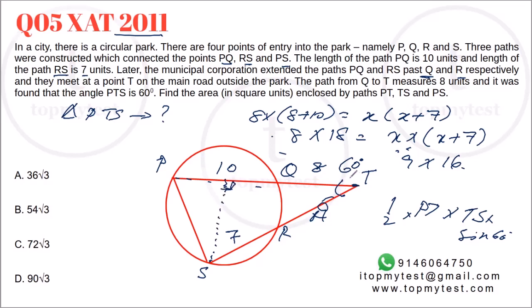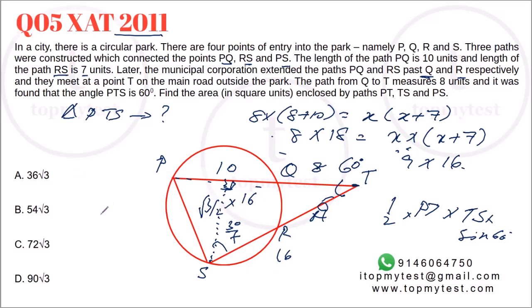Right, this is a 60 degree angle, so it is a 60, 30, 90 triangle. Right, 60, 30, 90 triangle. What is the full length? The full length is 9 plus 7, which is 16. This length is 16 units, which means this part will be root 3 by 2 into 16.